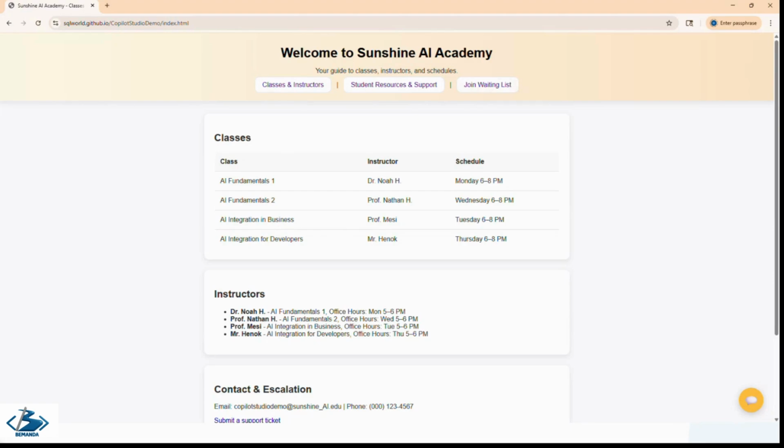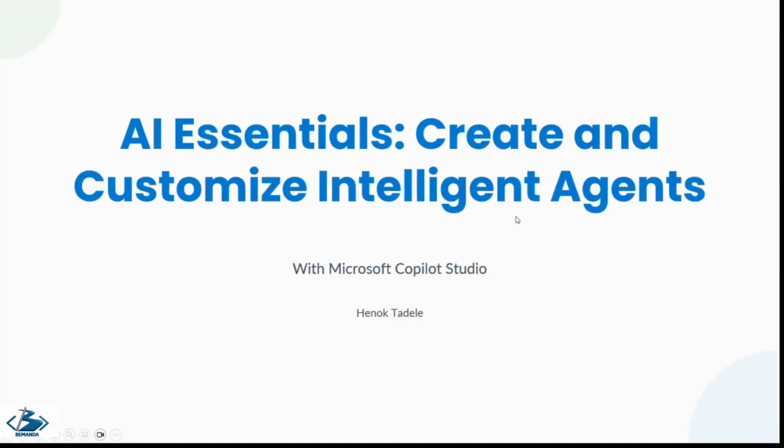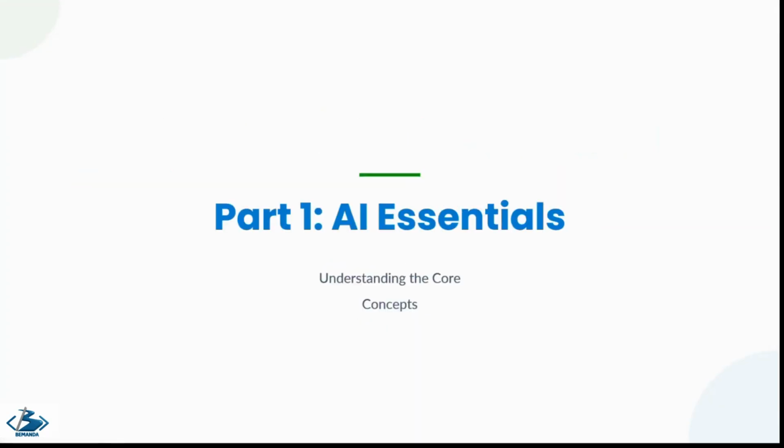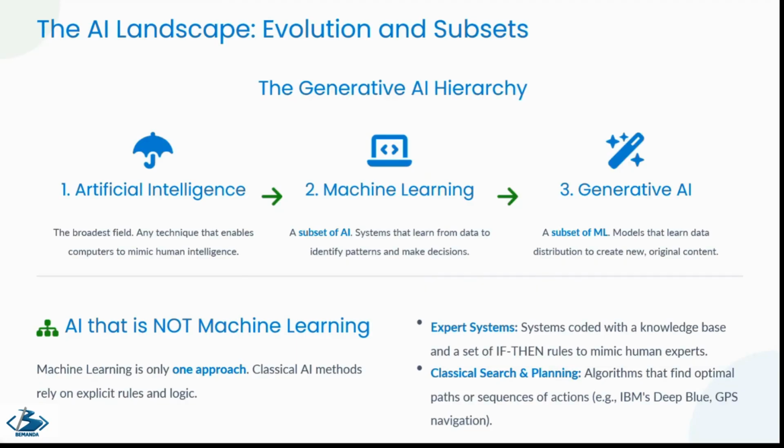So let's just cover the basics first. AI essentials. Like I said, the first part is just covering the core concepts, because we need to understand the core concepts before we go ahead and build an agent. We're here because of generative AI, right? When you open the television or your YouTube channel, there is so much talk about generative AI. So what is generative AI?